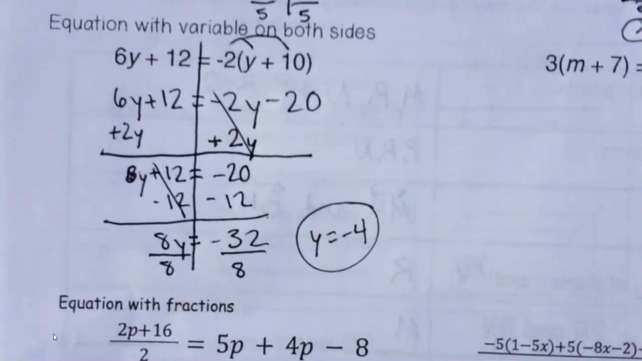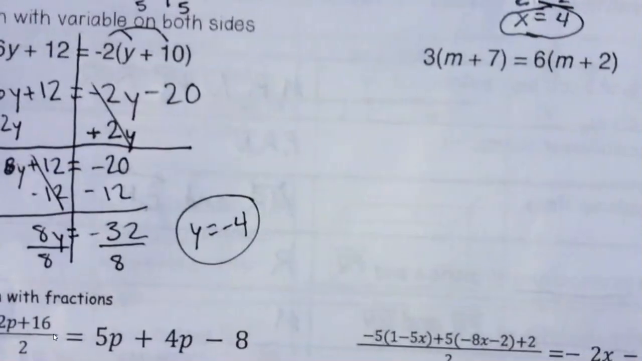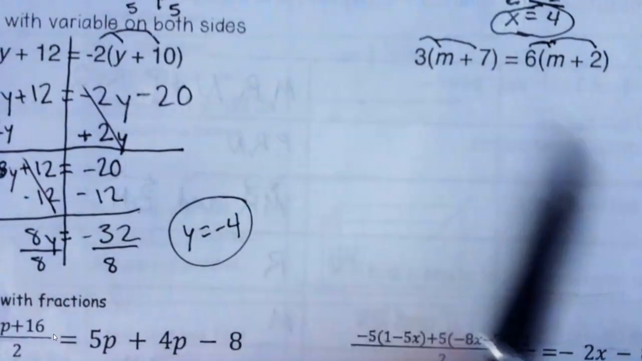Check what you did. Okay, we are then going to distribute on both sides of the equation for this one. So 3m plus 21 and 6m plus 12.